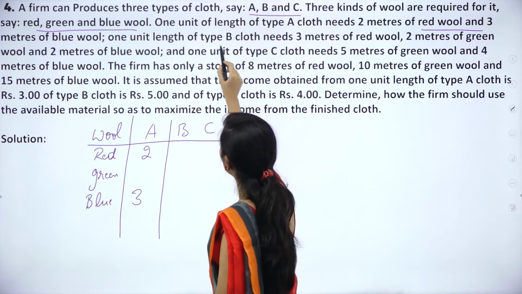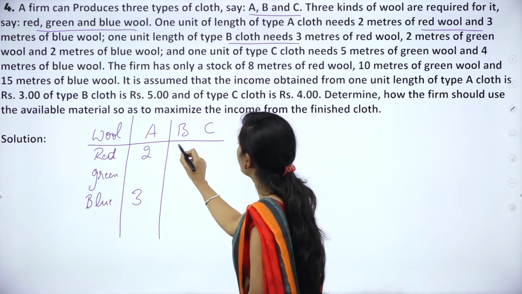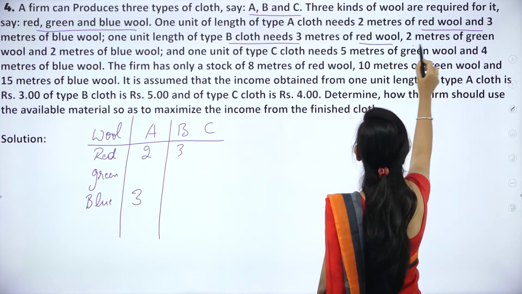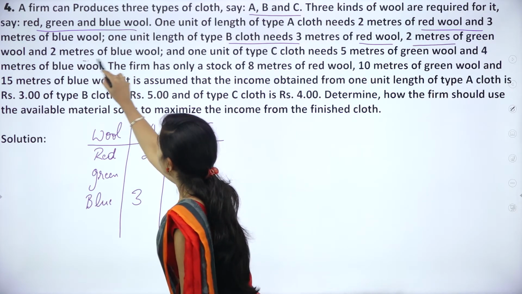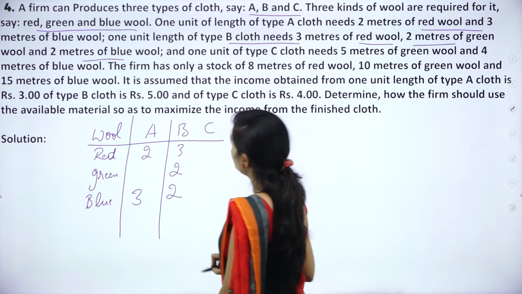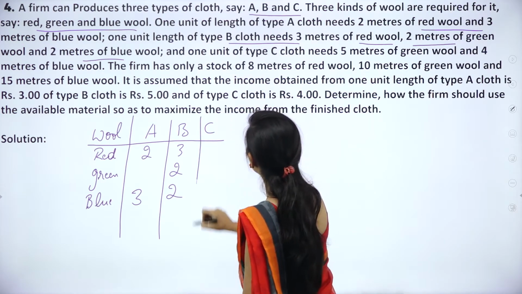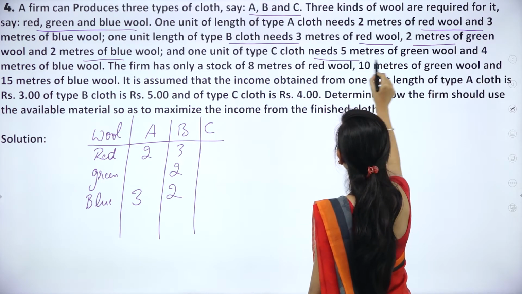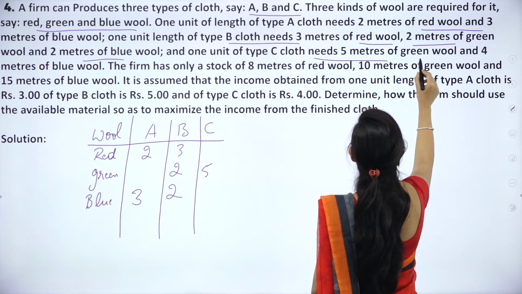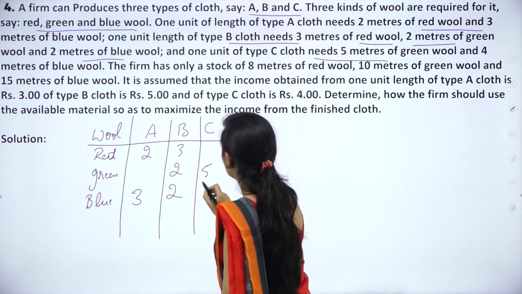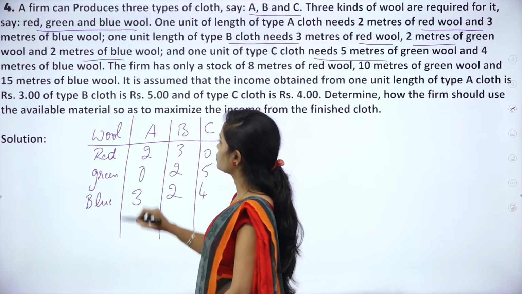1 unit length of type B cloth needs 3 meters of red wool, 2 meters of green wool and 2 meters of blue wool. And 1 unit of type C cloth needs 5 meters of green and 4 meters of blue wool. So this is 0 and this is also 0.